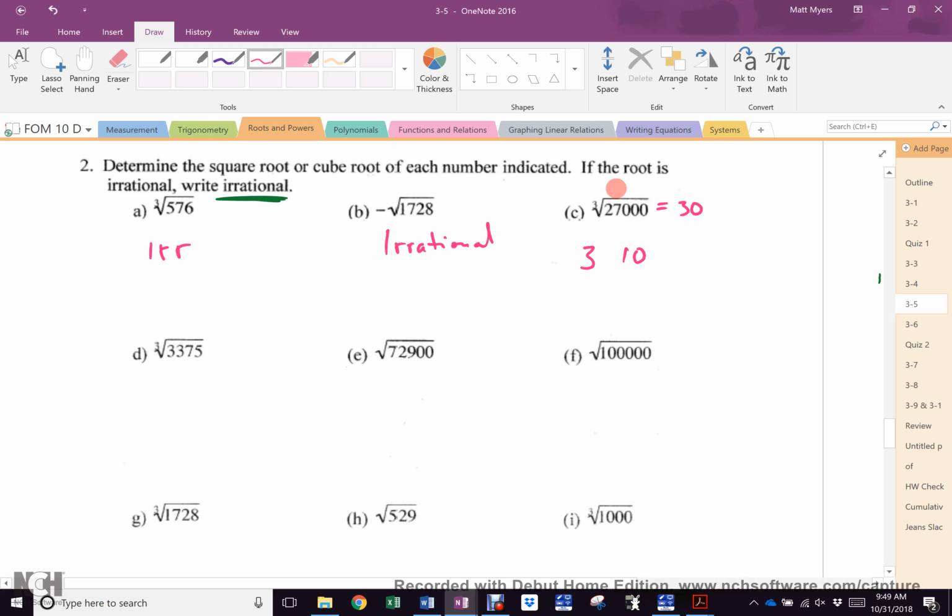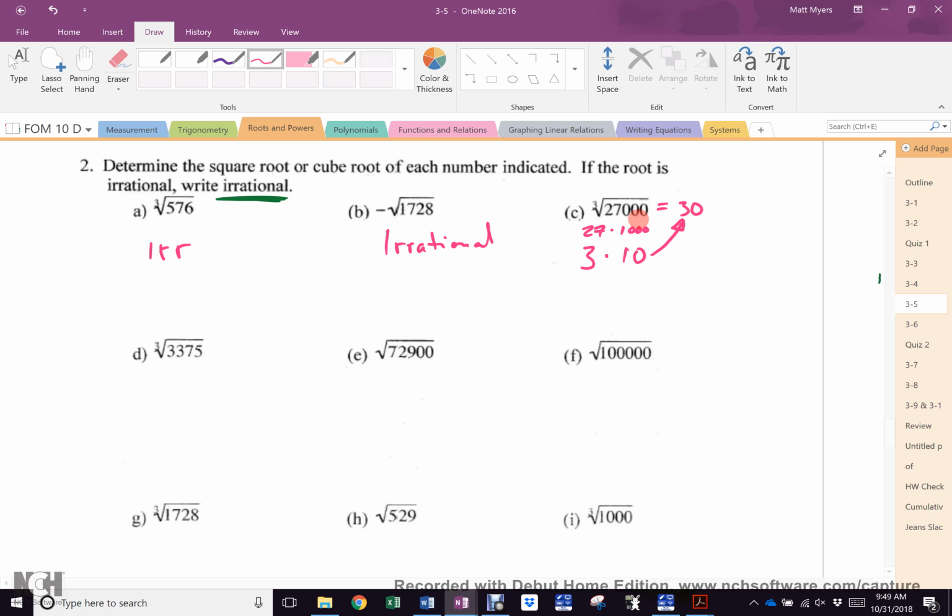Now, isn't this 27 times 1,000? And isn't the cubed root of 27 3? And isn't the cubed root of 1,000, 1,000, not 10,000, idiot. Isn't the cubed root of 1,000 10? So wouldn't that be 3 times 10? Which would be 30. That's why I wanted you to be able to use your calculator on this page, so I could show you that you don't need your calculator, do you?